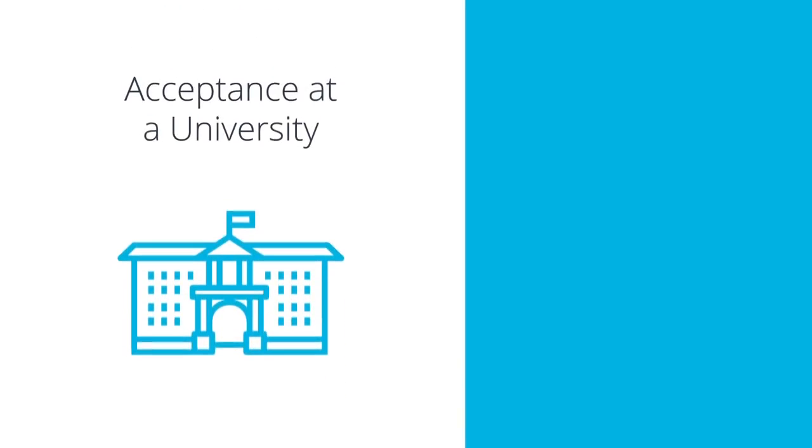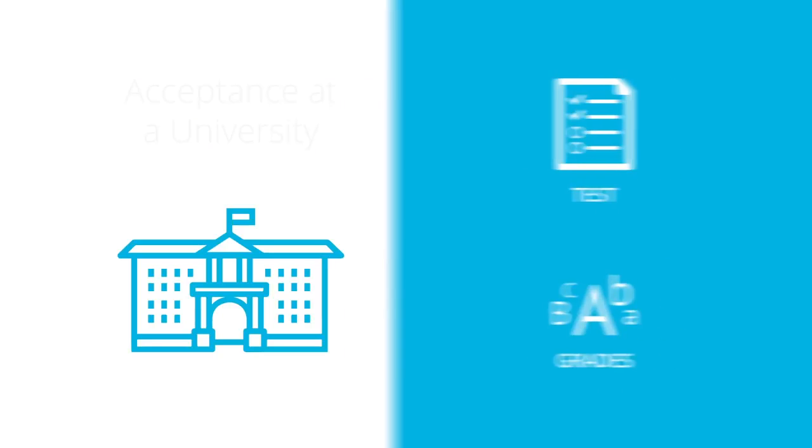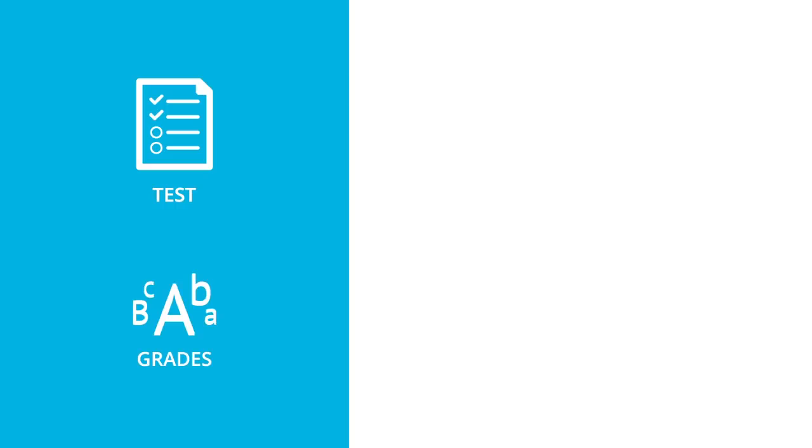So let's start with one classification example. Let's say we're the admissions office at a university and our job is to accept or reject students. So in order to evaluate students, we have two pieces of information: the results of a test and their grades in school. So let's take a look at some sample students.